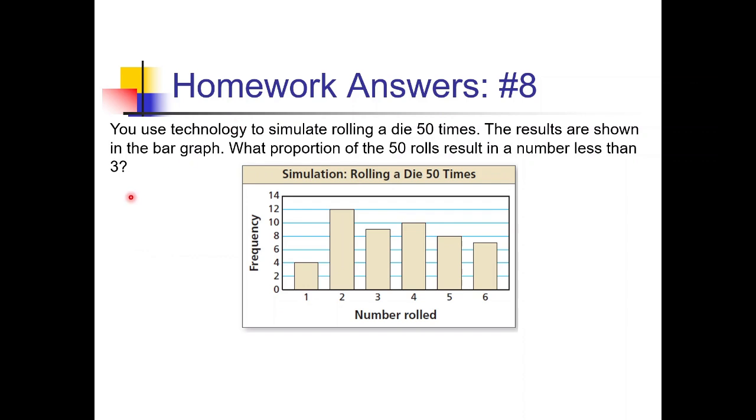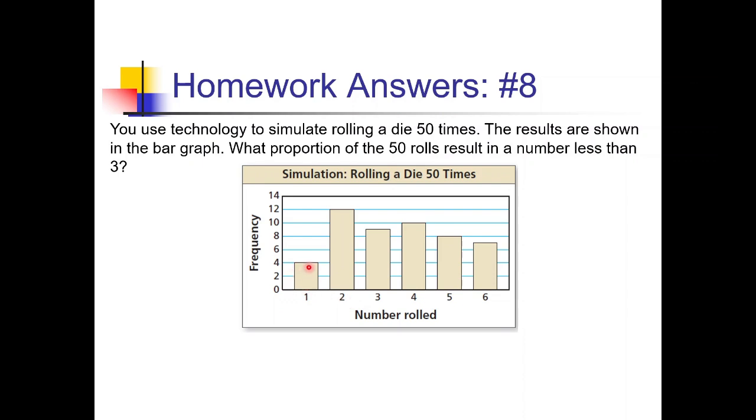On this problem, we use technology to simulate rolling a die 50 times. The results are shown below. What proportion of those rolls resulted in a number less than 3? So numbers less than 3, that's just going to be the 1s and the 2s. So let's add those up.